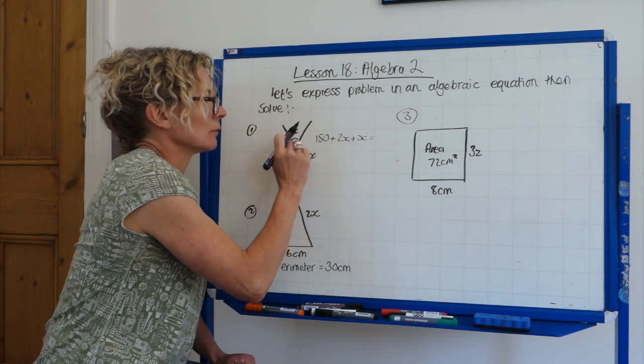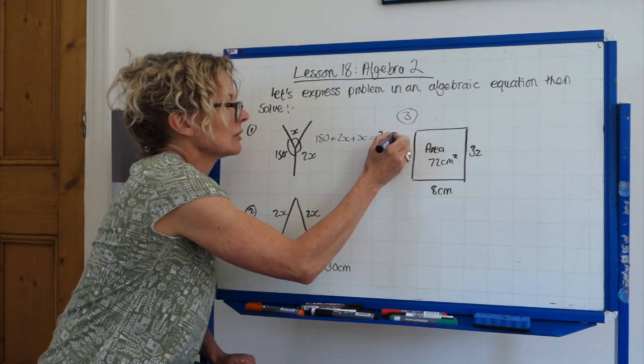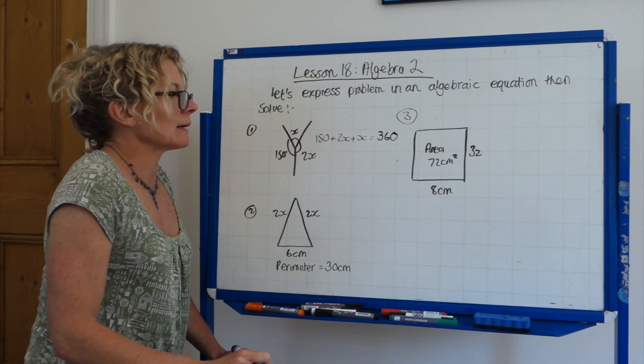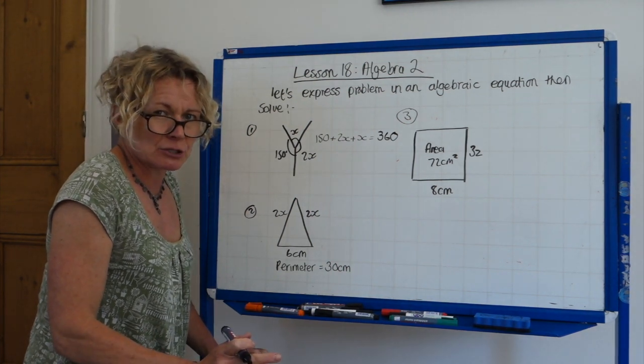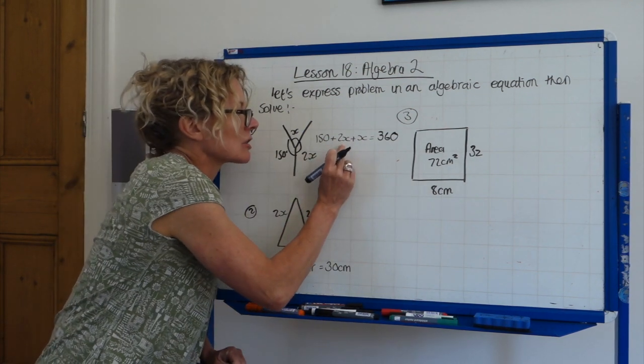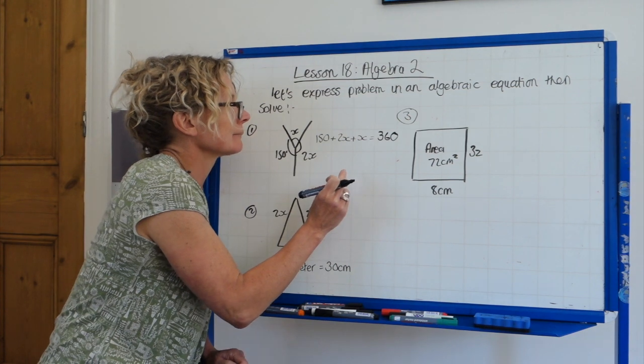So what does it equal? What do all those added together equal? I can hear you shouting at the television, 360 degrees, okay? So we now need to do some opposite operation, a bit of adding up to get that x on its own and discover what it is worth, okay?